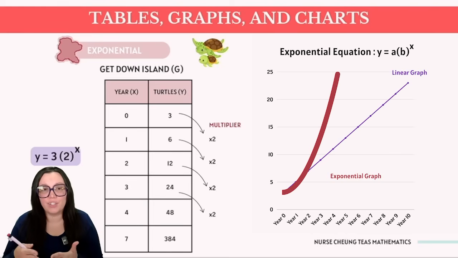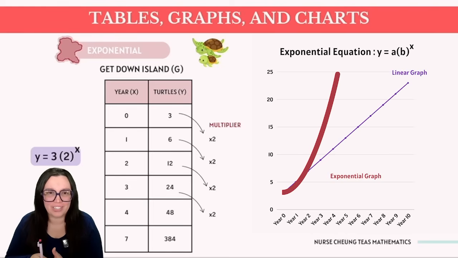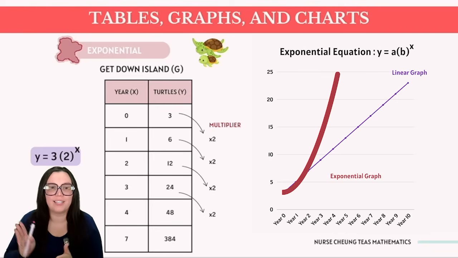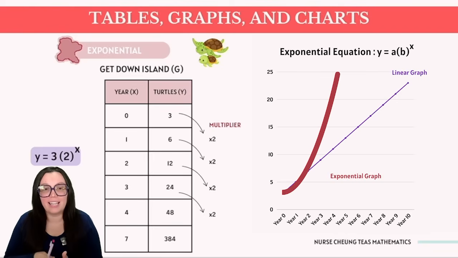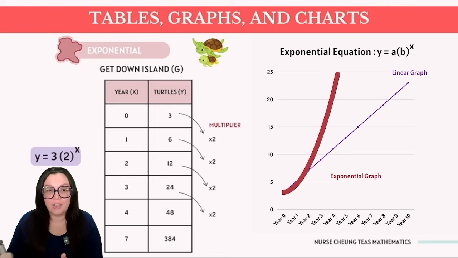Our analysis is confirmed as depicted in the graph of Get Down Island's turtle population. As you can see, we have a nice curve steadily increasing over time. Our findings highlight a fundamental principle of growth patterns. Given enough time, any exponential function with a growth multiplier greater than 1 will surpass a linear function.